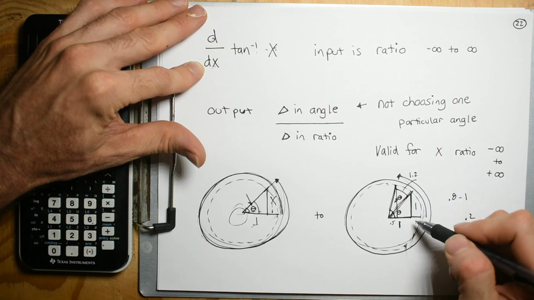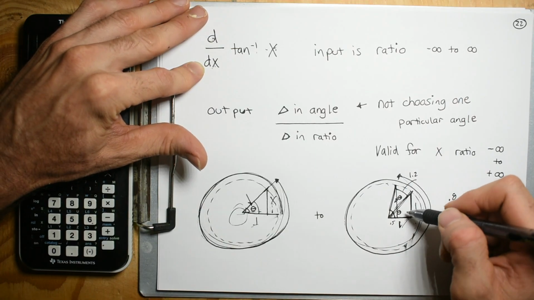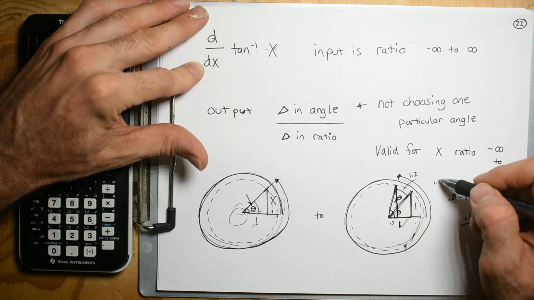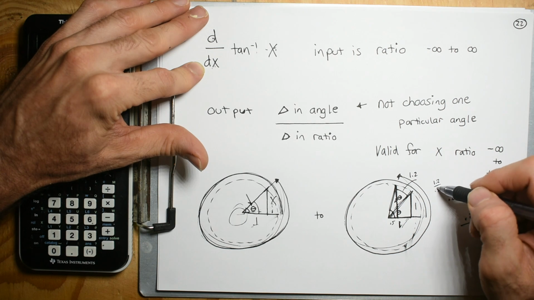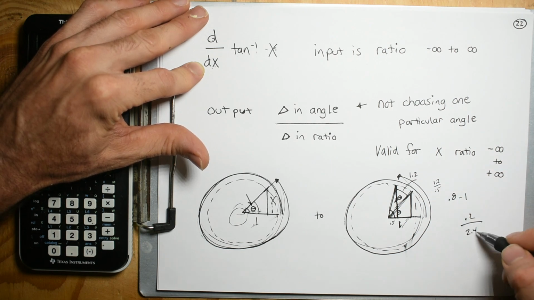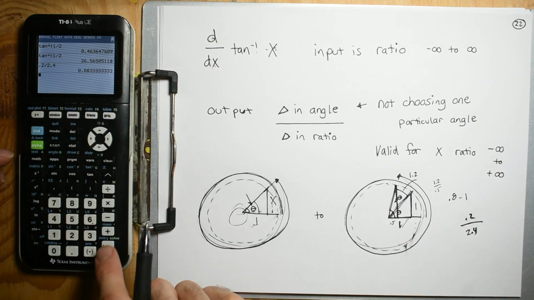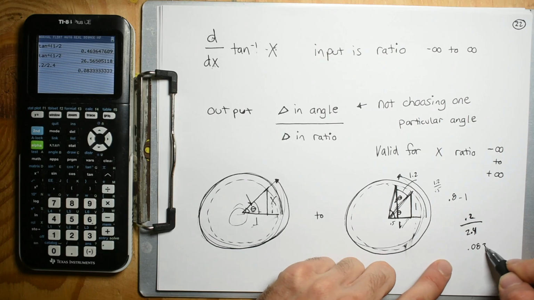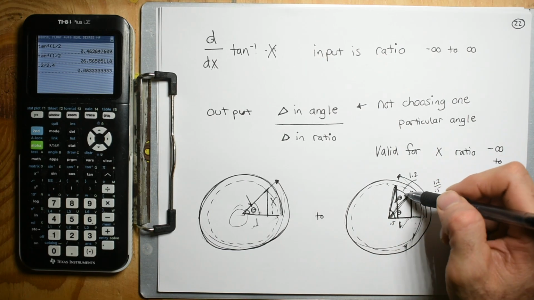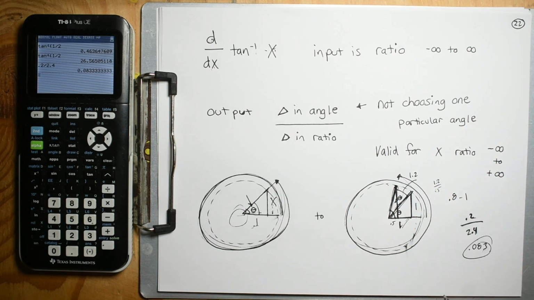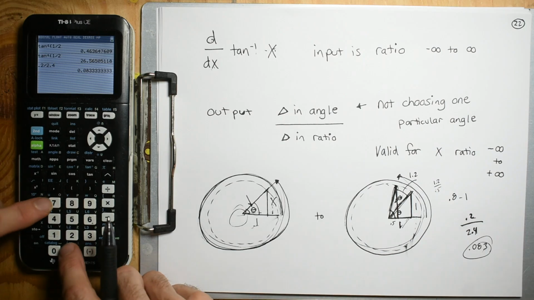The change in the ratio went from a ratio of 1 to a ratio of 1.2 to 0.5. That's like 2.4. And 0.2... Uh-oh. Alright, so we get 0.083. Yeah, so as we approach steeper angles, the ratio's a lot smaller. Let's try to do this one again.